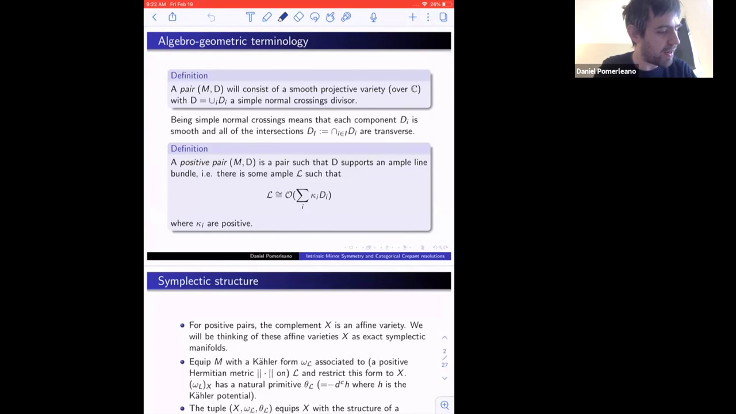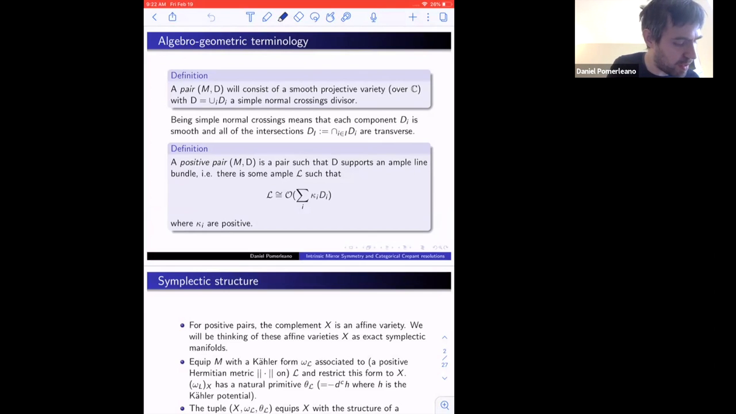A positive pair is a pair so that D in addition supports an ample line bundle. What I mean by supports is that there's some line bundle L which has zeros of some order along each component of D. So it'll be isomorphic to a line bundle of this form with all of the kappa i being strictly positive.